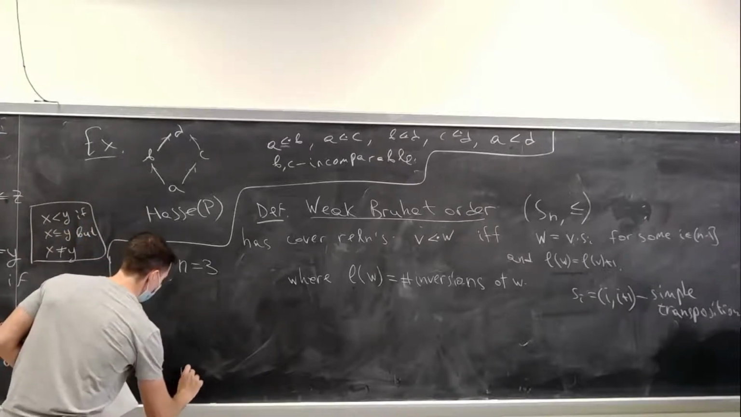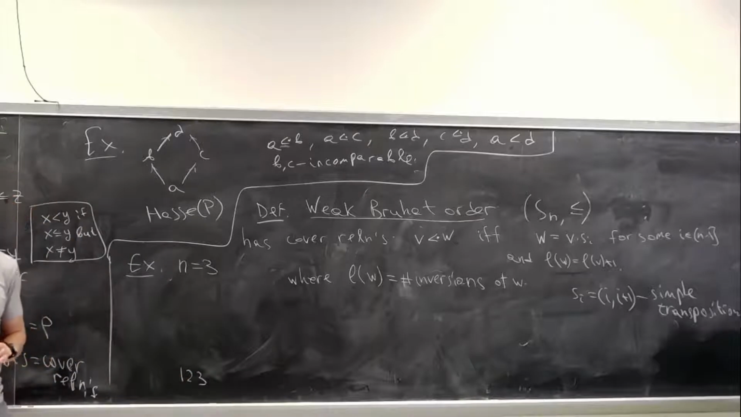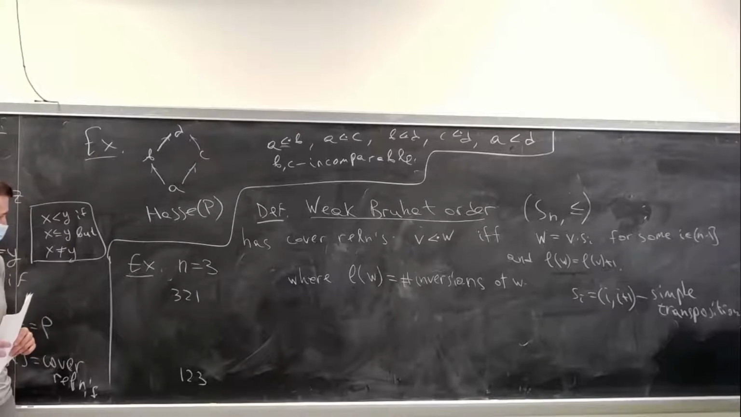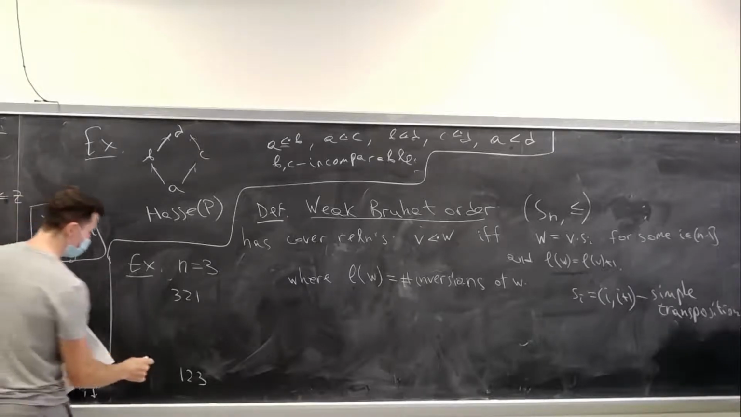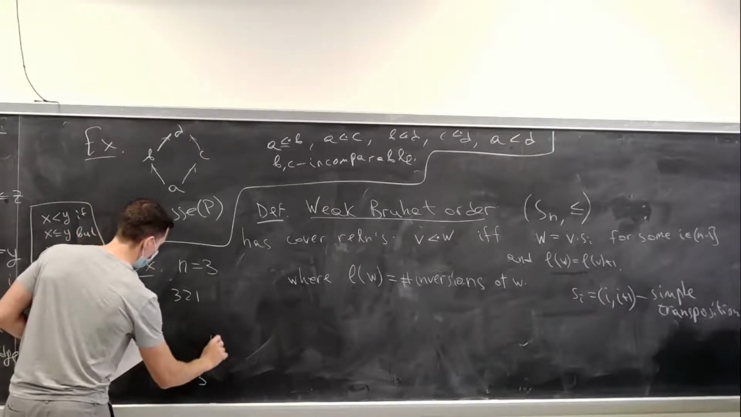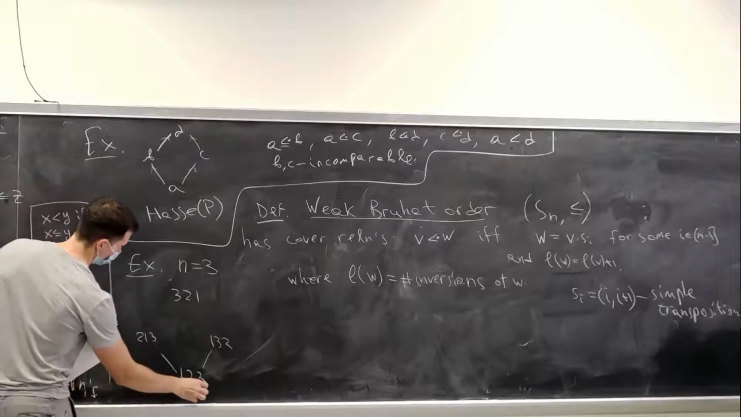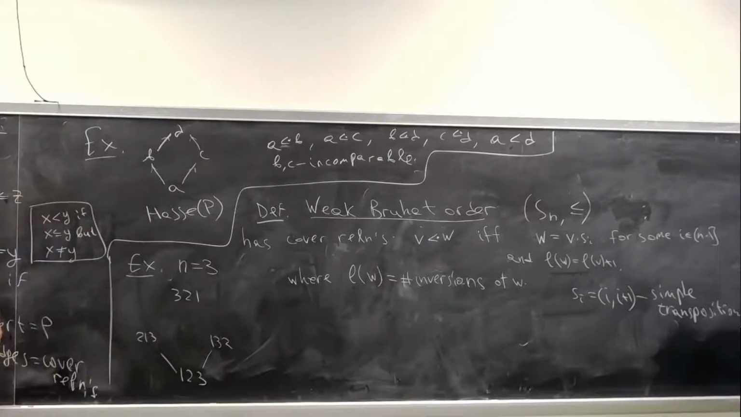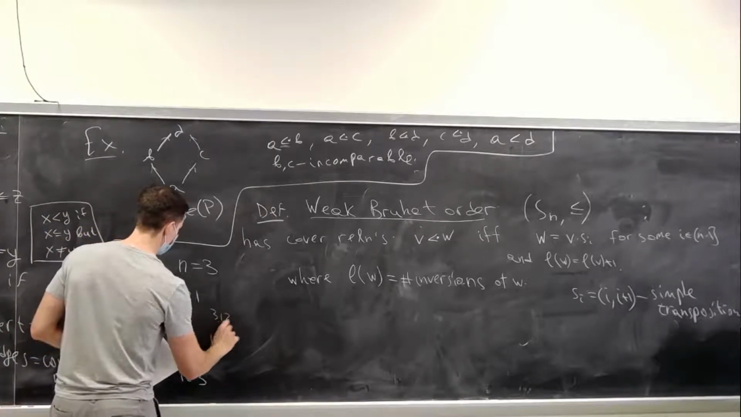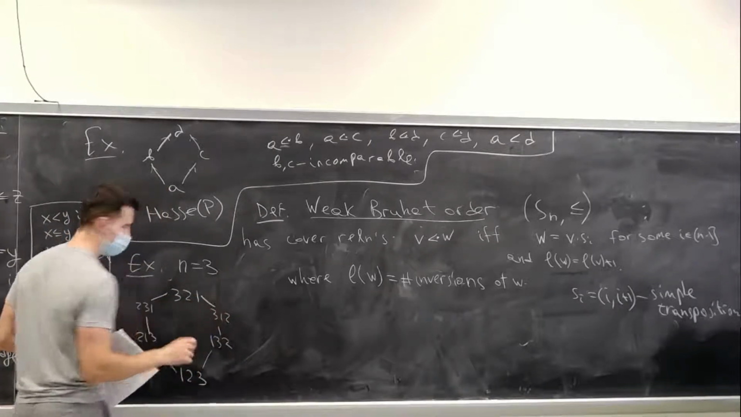We have identity at the bottom, 3 2 1 at the top. Nice. 2 1 3, and 1 3 2. I'm trying to apply simple transpositions in all possible ways. And then what do I do next? Okay, so I get a picture which looks like a hexagon.